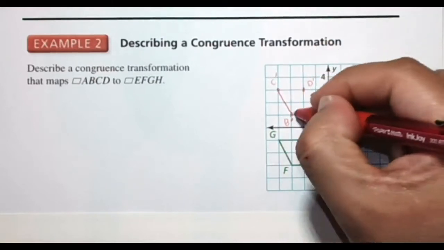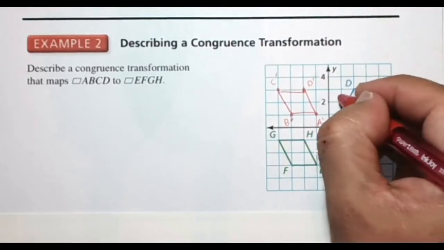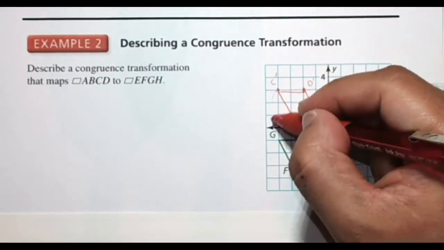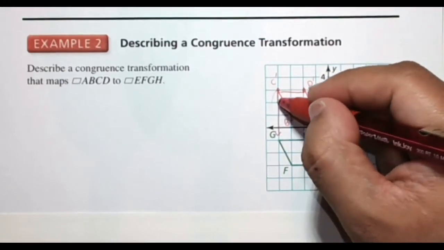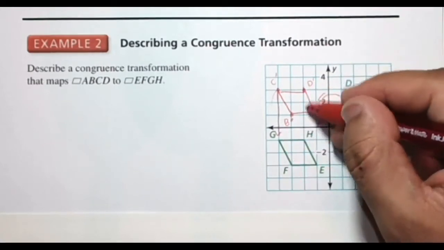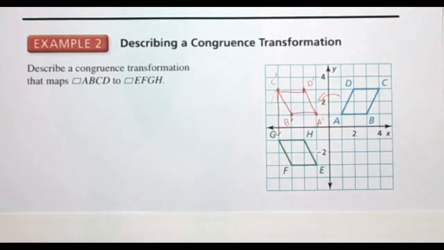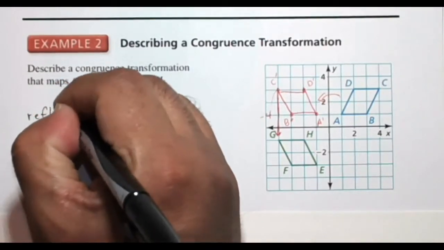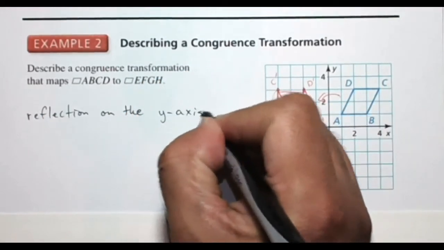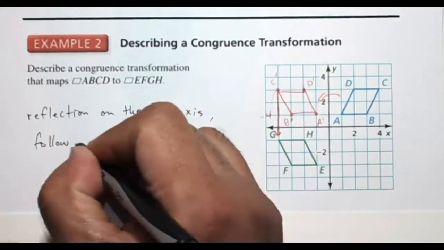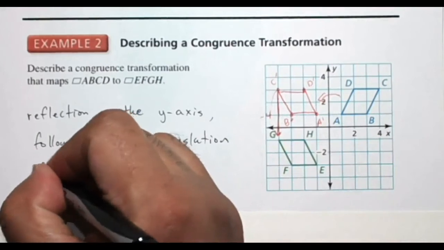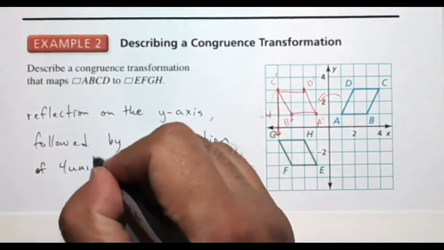Okay, so if I reflected it across the y-axis, and then I could translate it to go from C prime down to G, that would be 4 units down. For each of these points, B prime to F would be 4 units down, D prime to H is 4 units down, and A prime to E is 4 units down. It would be a reflection on the y-axis, followed by a translation of 4 units down.